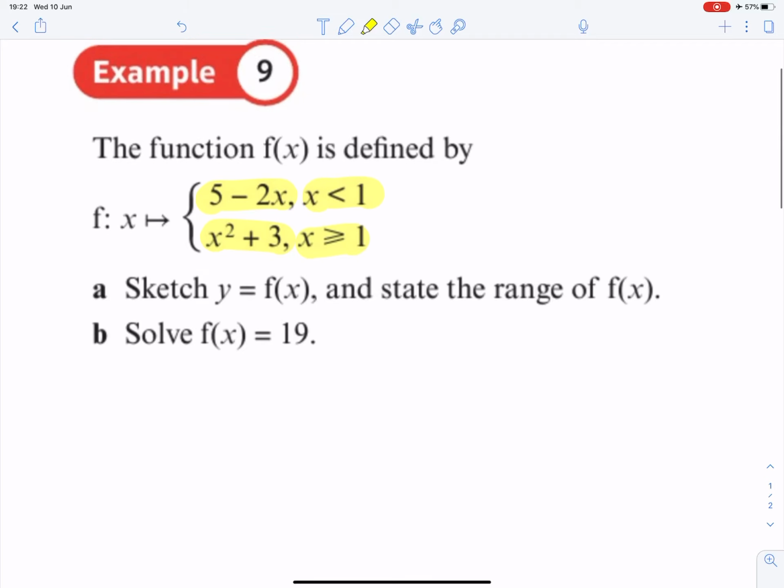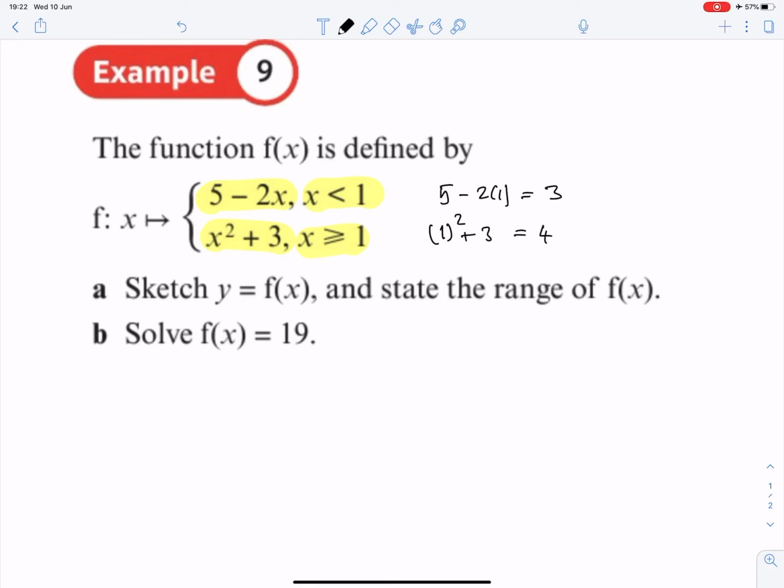So, first thing we want to look at is this interesting point where x equals 1. If we look at the top half of this equation and substitute in x equals 1, we get 5 minus 2 lots of 1, which is equal to 3. And 1 squared plus 3 is equal to 4.